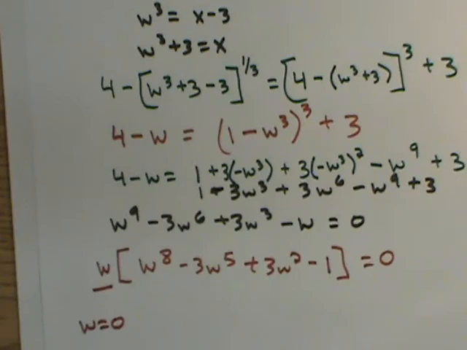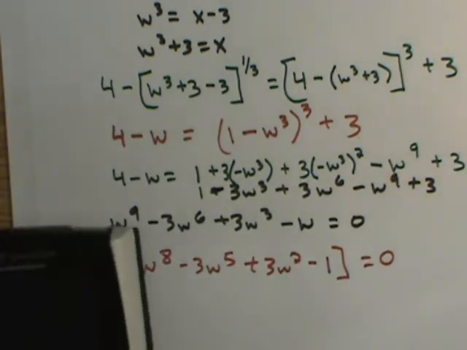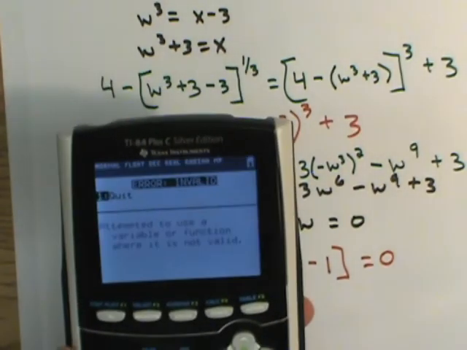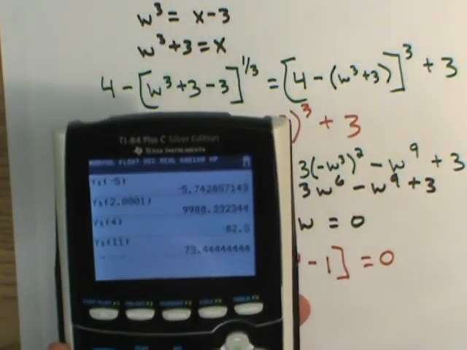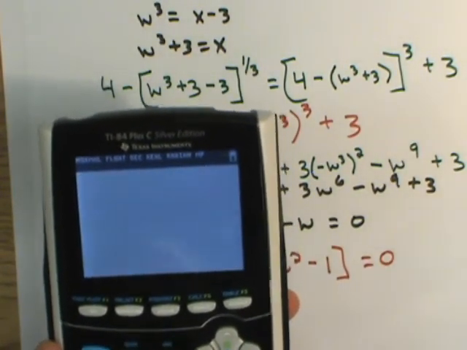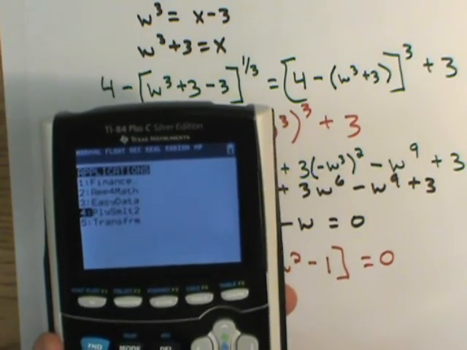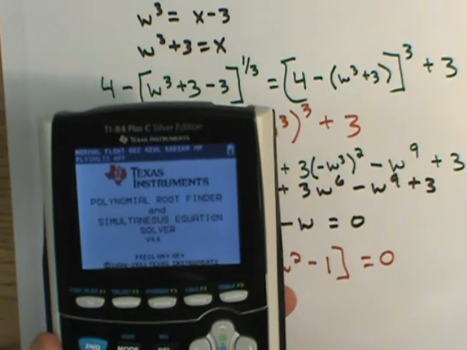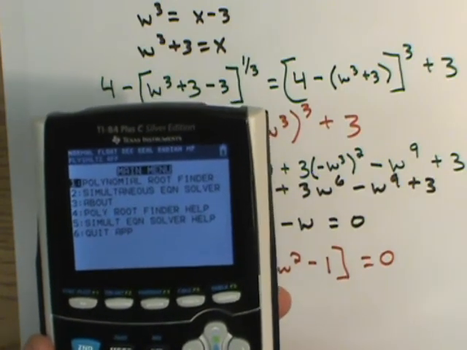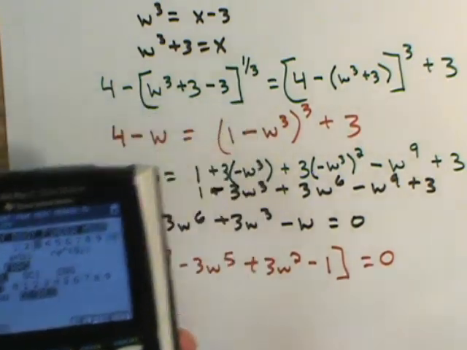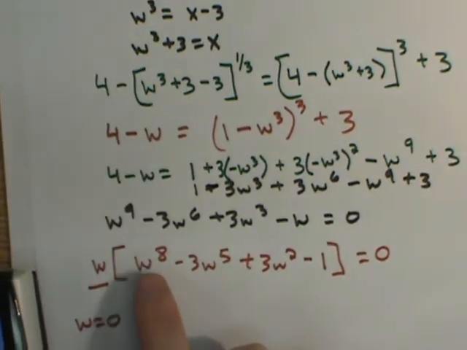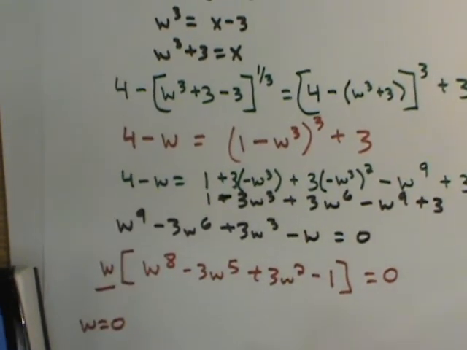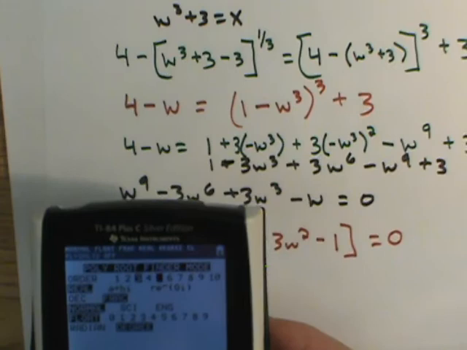And then you say, well, what about the rest of that? The rest of it can be found by using that polynomial root finder. So I turn my calculator on, and I go to my apps button, polysmlt 2. I'm going to hit enter, and I'm going to do the polynomial root finder. The degree is 8, as I already know this answer, so I'm only concerned about this thing here. So I want to do something raised to the 8th.